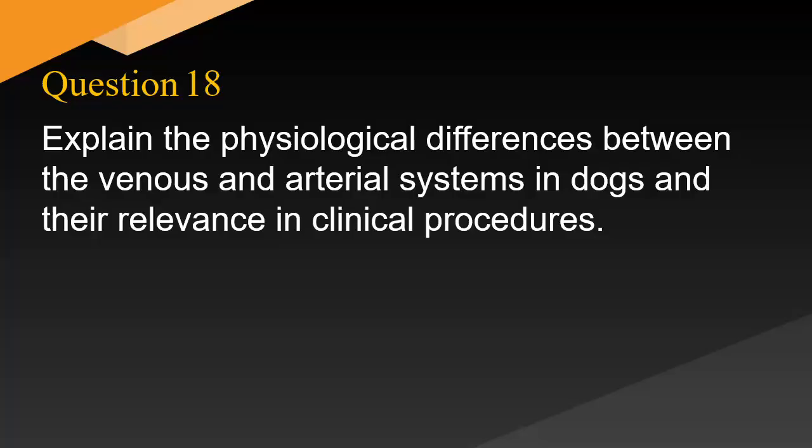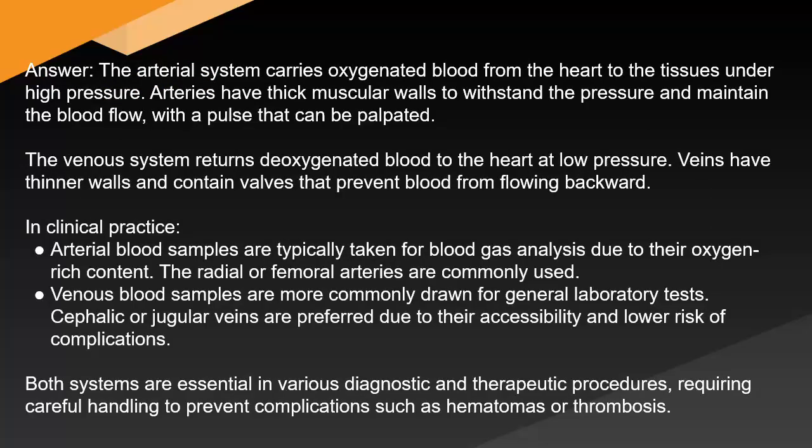Explain the physiological differences between the venous and arterial systems in dogs and their relevance in clinical procedures. Answer: the arterial system carries oxygenated blood from the heart to the tissues under high pressure. Arteries have thick muscular walls to withstand the pressure and maintain the blood flow with a pulse that can be palpated. The venous system returns deoxygenated blood to the heart at low pressure. Veins have thinner walls and contain valves that prevent blood from flowing backward.